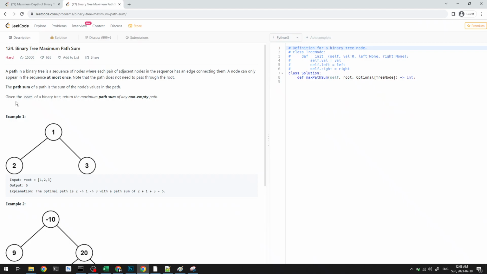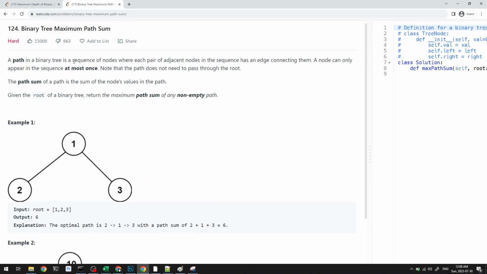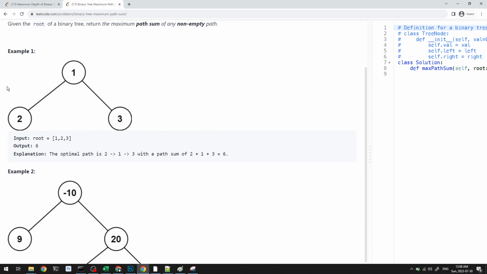Let's begin. In this problem, a path in a binary tree is a sequence of nodes which are basically joined together like this with the edge. And essentially what we want to do is find the path sum, which is the maximum one. And importantly, it doesn't have to pass through the root. So what I mean here is the maximum path sum here would be 2, 1, and 3, which would give us the value of 6.